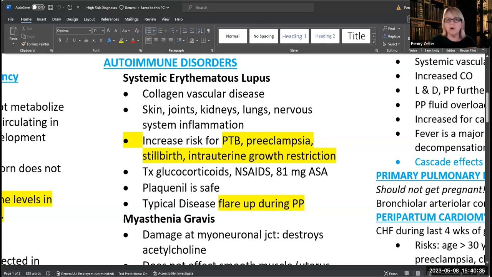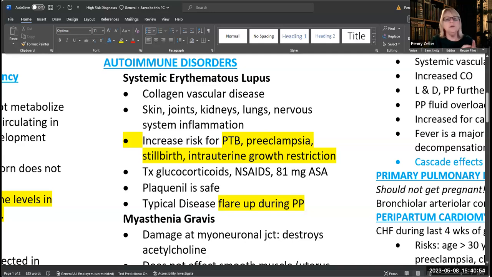So if she were to get pregnant at a younger age, she's going to be at risk for preterm birth, preeclampsia, all the things that can go wrong during pregnancy. Intrauterine growth restriction. Stillbirth.